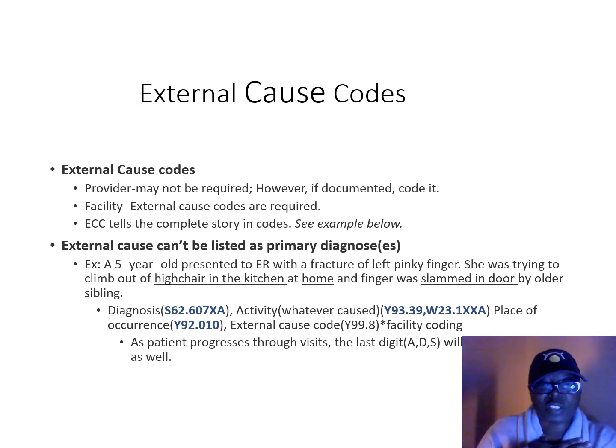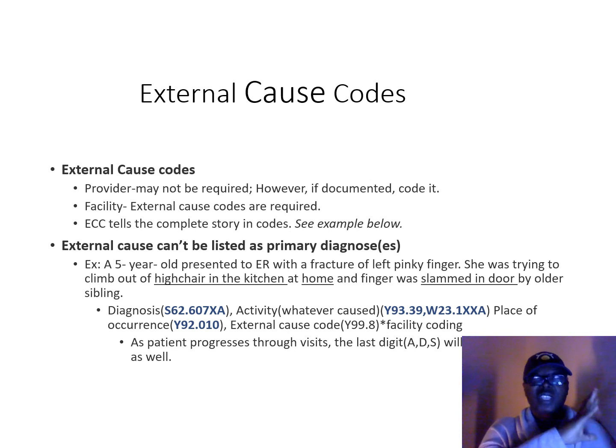As the patient progresses through the visits, the last digit will change from A, which is the initial encounter for that provider. D is like the subsequent visit. And then S is the sequela. What was the end result of this injury? Like, did the patient develop some type of sequela diagnosis because of this fracture? So therefore, you would assign S.